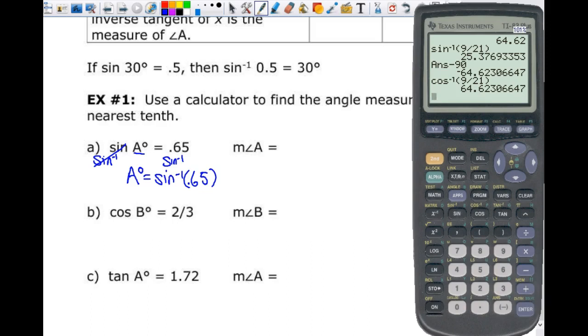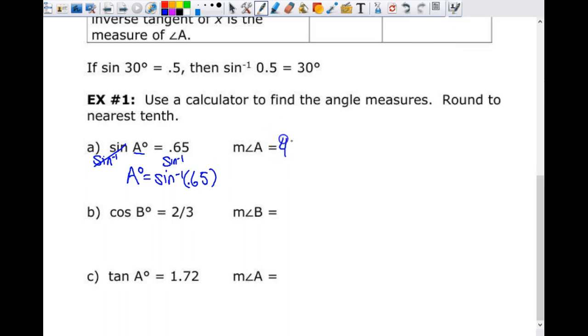In order to type this into the calculator, you need to type in second sine, and you notice there's a -1 now, of 0.65. We get 40.54. What does that mean? That means this reference angle is 40.54 degrees.